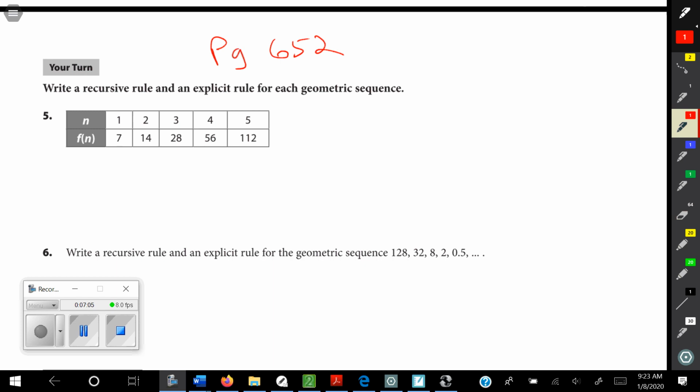Okay, take a look at these two examples and see if you can write the recursive rule and the explicit rule.